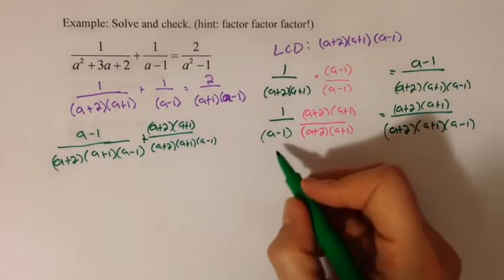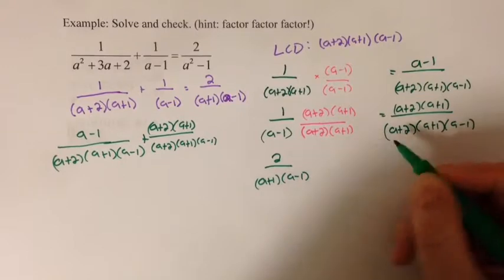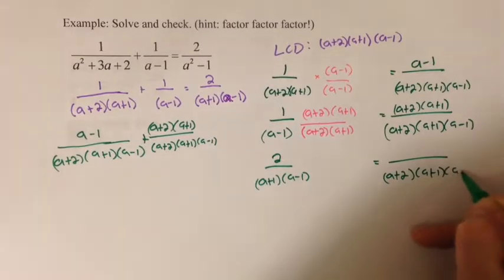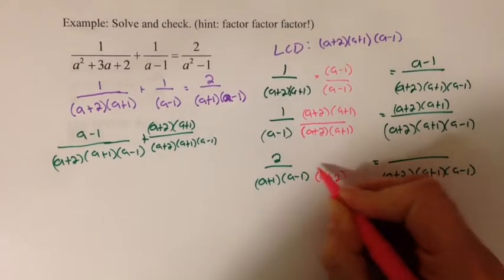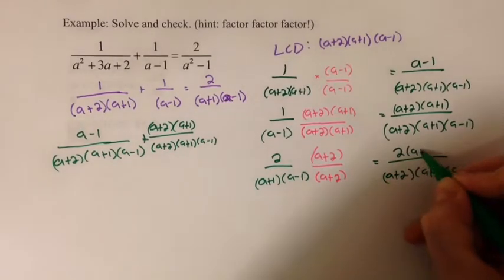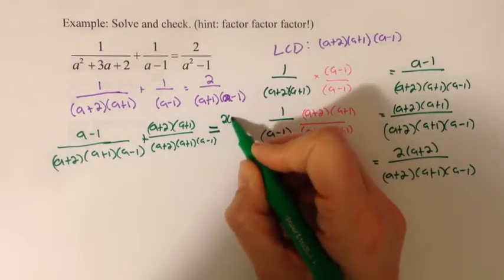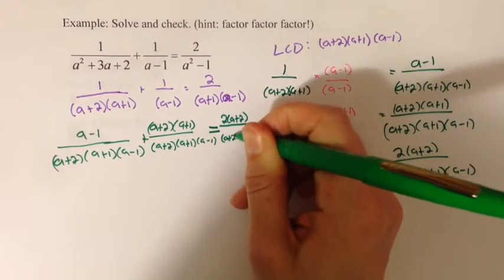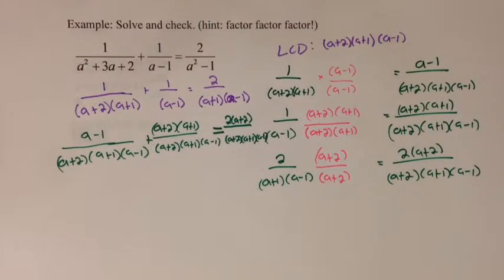Finally, we'll do the same thing for my third fraction. I have 2 over (a plus 1)(a minus 1). My goal is to get a denominator of (a plus 2)(a plus 1)(a minus 1). This has everything except the a plus 2 piece, so I multiply by a plus 2, top and bottom, and I get 2 times (a plus 2) as my new numerator. So this equals 2(a plus 2) all over that least common denominator. I'm getting a little scrunched for space here, but fortunately, we're just about to get rid of those denominators.